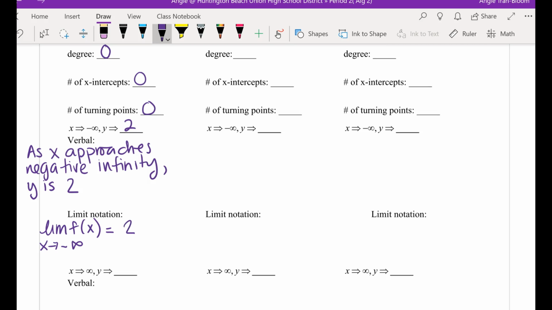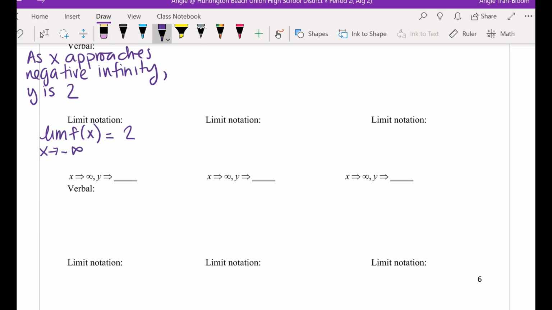So this equals 2. Okay. So this right here is verbally spelling it out. This is saying the same thing except mathematically. This is a lot quicker. You guys see that? Now how about the bottom? As x approaches what? Infinity. What's y? 2. You're right. So that's as x approaches infinity, y is 2 verbally.